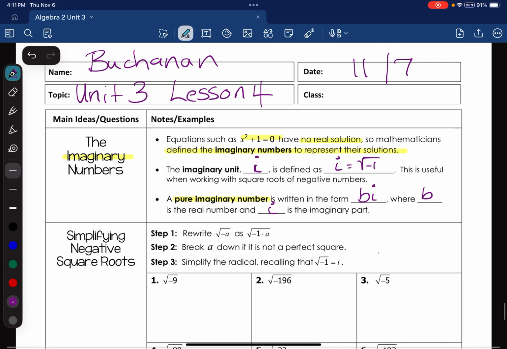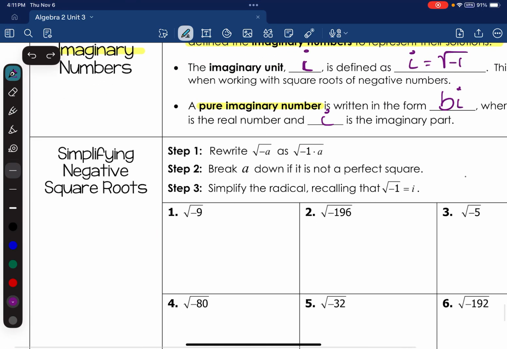Okay, so now that we understand that i is just a representation of the square root of negative 1, we're now going to work through the steps of how we simplify negative square roots. So there are some steps. The steps go like this.